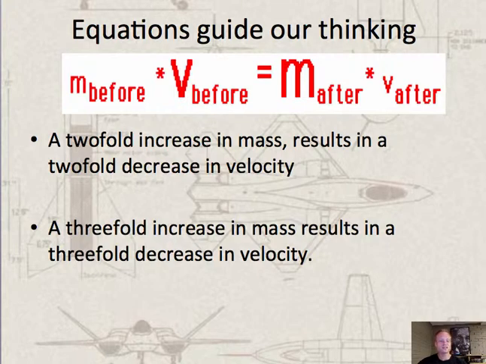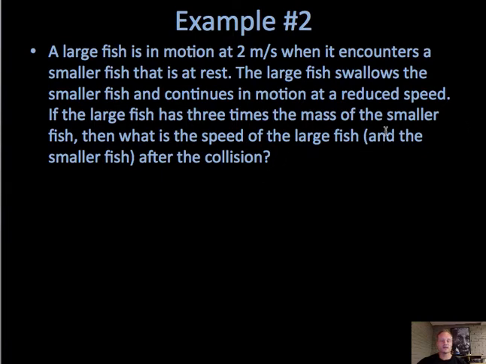So let's take a look at an example where we can use that equation idea as a guide for our thinking. It says a large fish is in motion at 2 meters per second and it encounters a smaller fish that is at rest. The large fish swallows the smaller fish and continues in motion at a reduced speed. If the large fish has 3 times the mass of the smaller fish, then what is the speed of the large fish and the smaller fish after the collision?